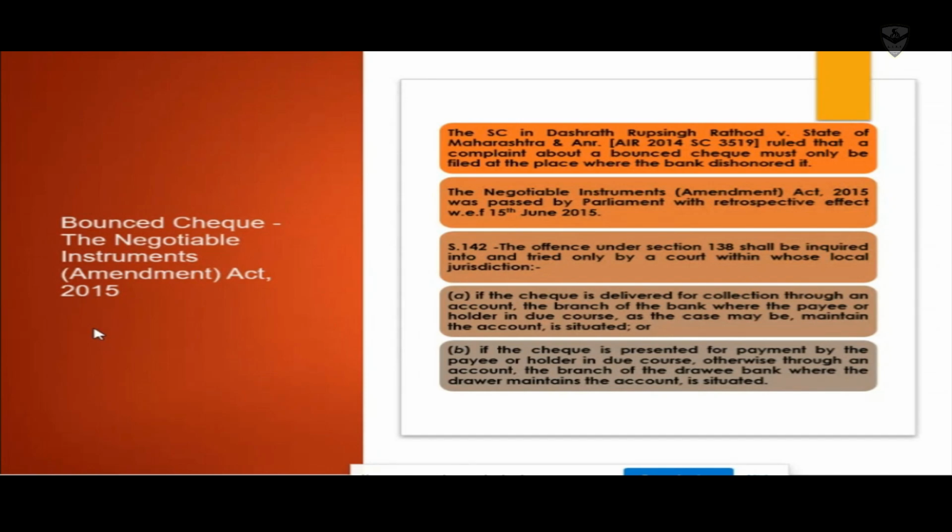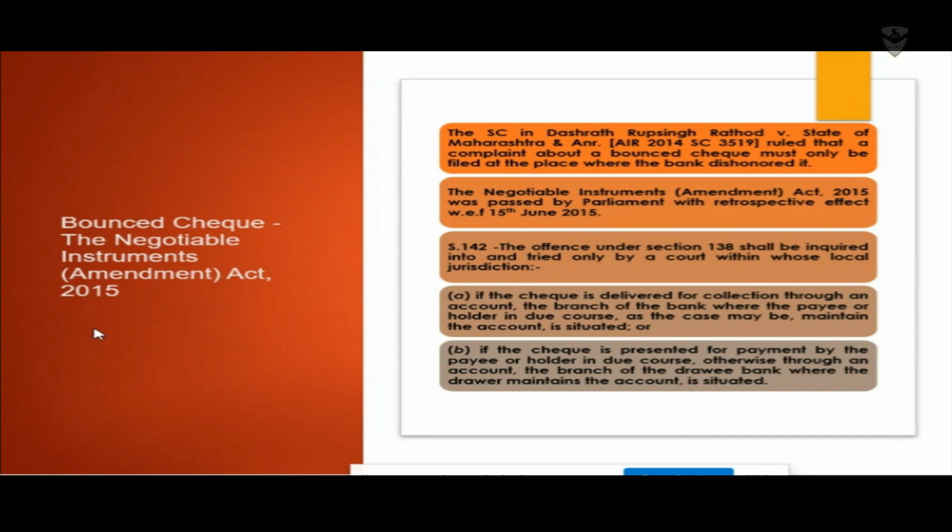was amended. So the Negotiable Instruments Amendment Act 2015 was passed by Parliament with retrospective effect, with effect from 15th June 2015. It says that Section 148 says that the offence under Section 138 shall be inquired into and tried only by a court within whose local jurisdiction. There are two scenarios that we mentioned.